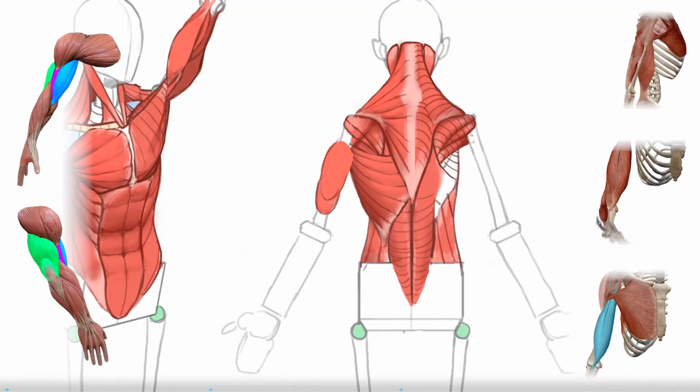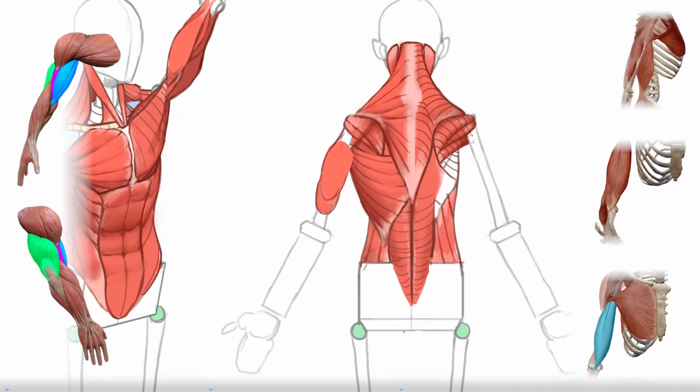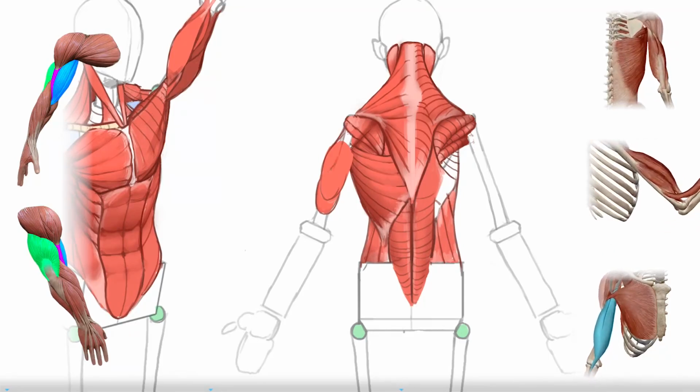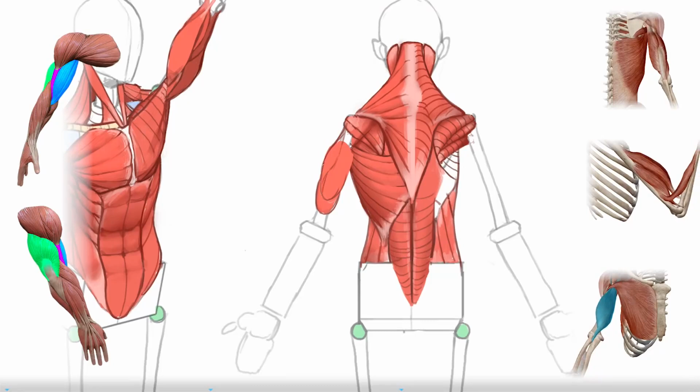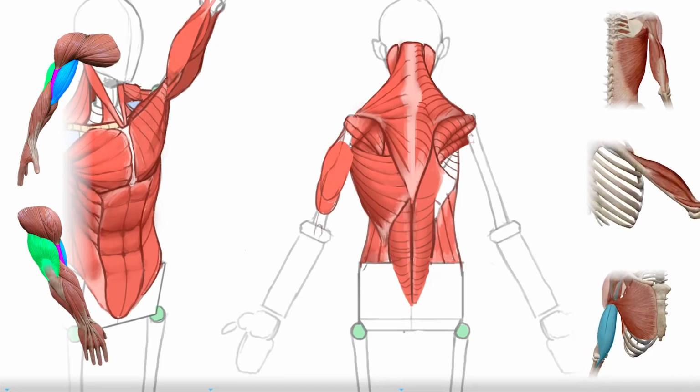So what we're going to do is finish off the connection for this. The short head here goes and attaches onto the humerus. And this is the short head like this. And then it goes towards the elbow, which is right here.